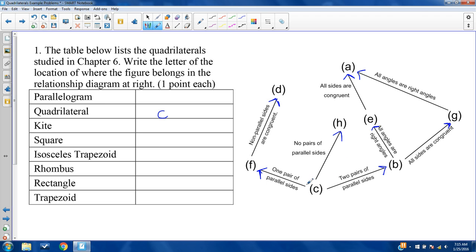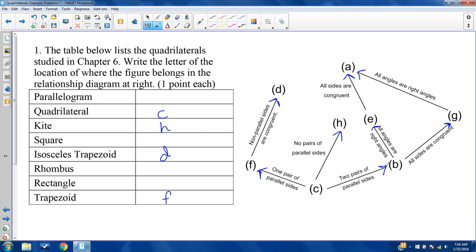For example, if I go to one pair of parallel sides, that would be a trapezoid. So trapezoid is F. A trapezoid whose non-parallel sides are congruent is called an isosceles trapezoid. Now if I start from the quadrilateral and jump out to here where I have no pairs of parallel sides, that would be a kite. Now a kite has more stuff than no pairs of parallel sides, but that's at least one thing that it does have. There's nothing else that stems from kite. It can't get more specific than that. I guess it can. You can have a kite with right angles and such, but that's besides the point.